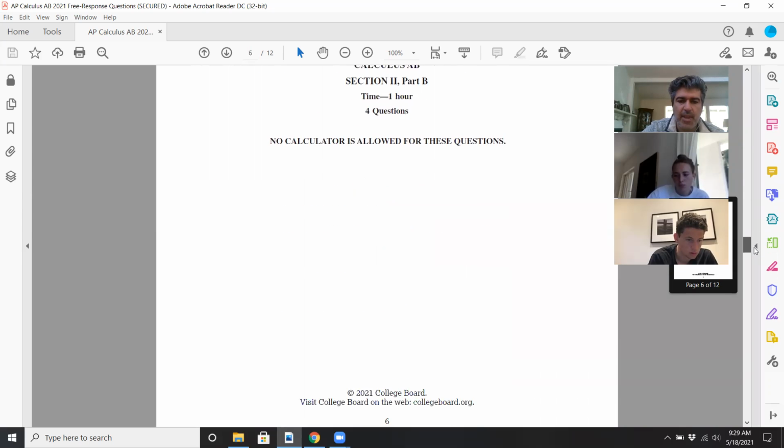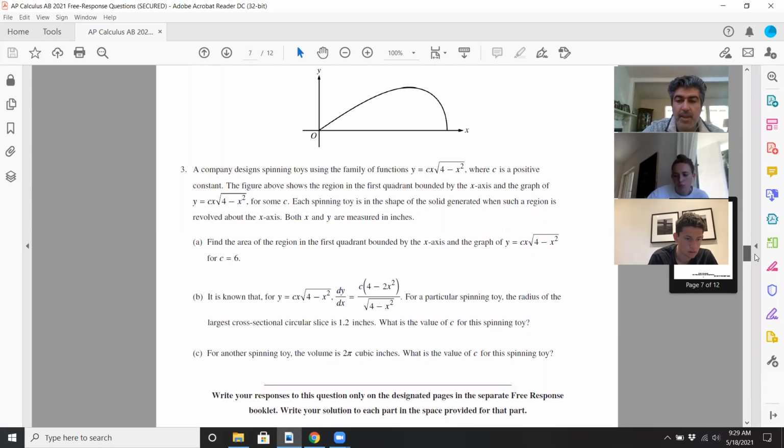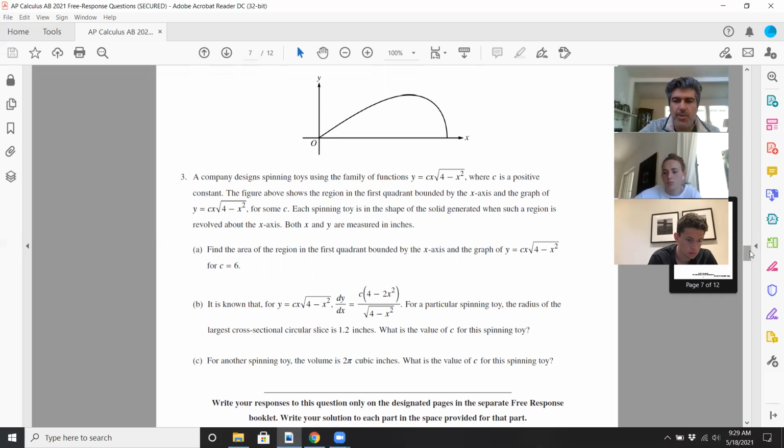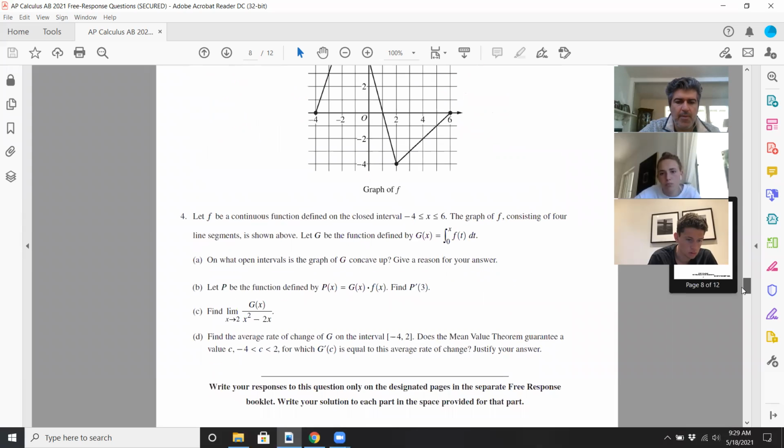Number 3 is looking at volume, like of revolution, which I have not done with my D period students yet, and area between two regions, which I'm actually doing today. So yeah, you guys have seen all this stuff. Conceptually, I felt this was a totally fair test. I do think the math, especially for number 3, and even parts of 1 and 2, was a little intense. I felt 4 was totally fine.